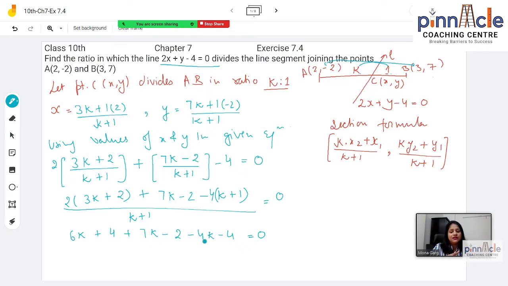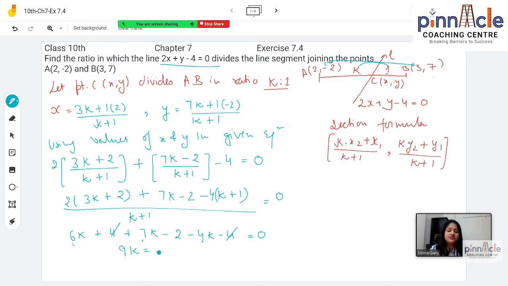अब वेरिएबल्स को इकट्ठा ले लीजिए और जो कांस्टेंट टर्म्स है उनको इकट्ठा क्लब कर दीजिए. And also plus 4 and minus 4 is getting cancelled. So just cancel it. Don't complicate your calculations. So 6 plus 7k minus 4k. So it is 3k and 6k. So 9k. And in the constant, I'm left only with minus 2.